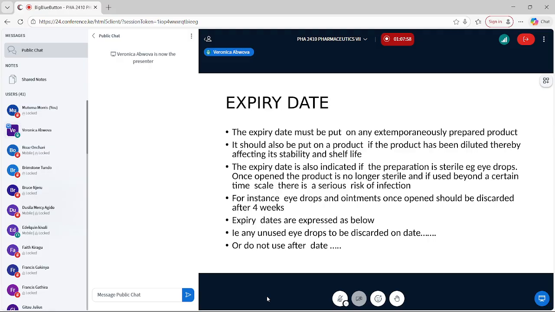If the preparation is sterile, for instance, eye drops, we mentioned this. Once opened, the product is no longer sterile, and if used beyond a certain time scale, there is a serious risk of infection. Okay. So for instance, eye drops and ointments, once opened, should be discarded after 4 weeks. This is usually the manufacturer's recommendation. Expiry dates are expressed as below. Any unused eye drops to be discarded on date, then you indicate the date. Or do not use after date, then you indicate the date. I hope that is clear.